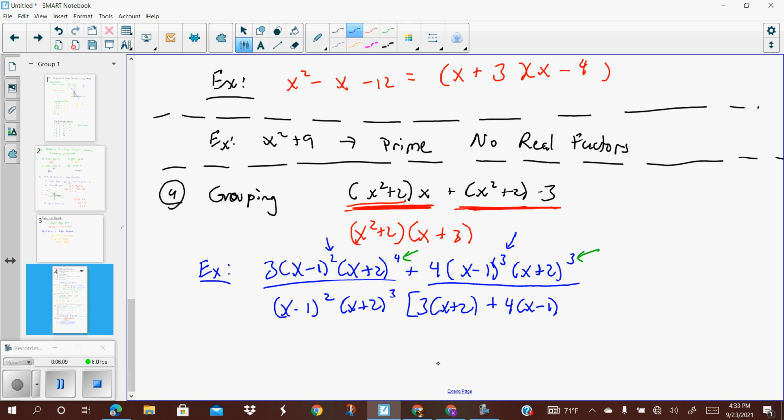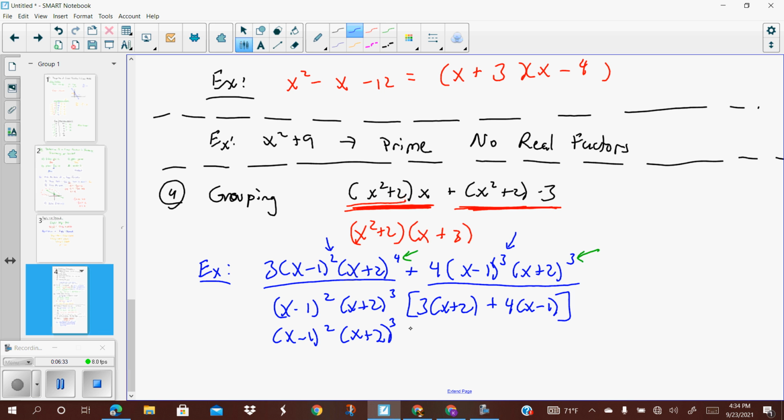And then I took all of the x plus 2's out. So that is going to be simplified to that one. So I've still got an x minus 1 squared. I've got an x plus 2 cubed that I factored out. I can now distribute the 3 into the x plus 2, the 4 into the x minus 1, and then combine some like terms and see what that leaves us with. We may have to do some more factoring.